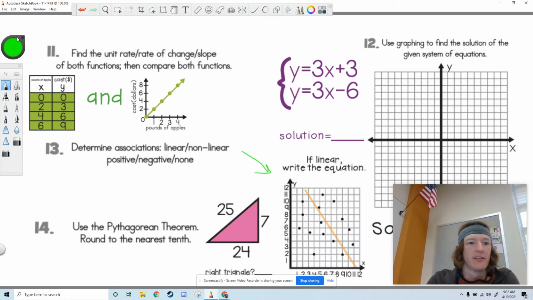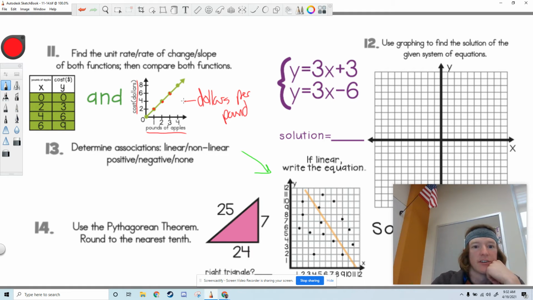Number 11, we need to find the unit rate, the rate of change, the slope of both functions. So let's check out, this is pounds of apples and the cost. So it's the cost for a pound. This one, the graph, 1 pound of apples costs $2. 2 pounds of apples cost $4. 3 pounds is $6. So I want a unit rate, which is blank, dollars per pound.